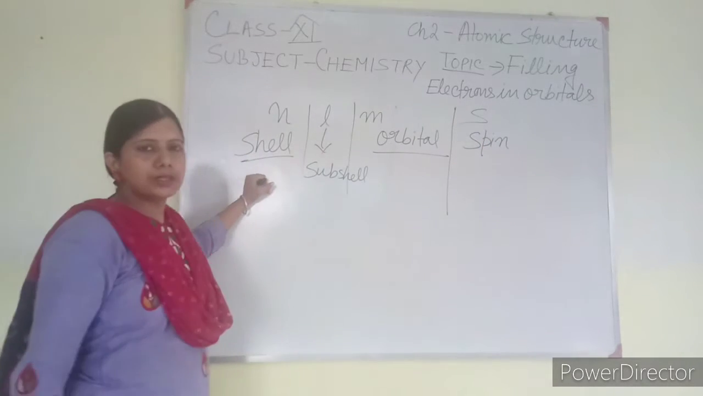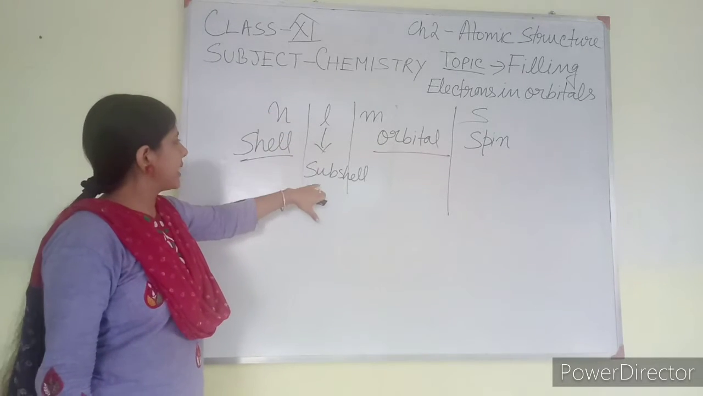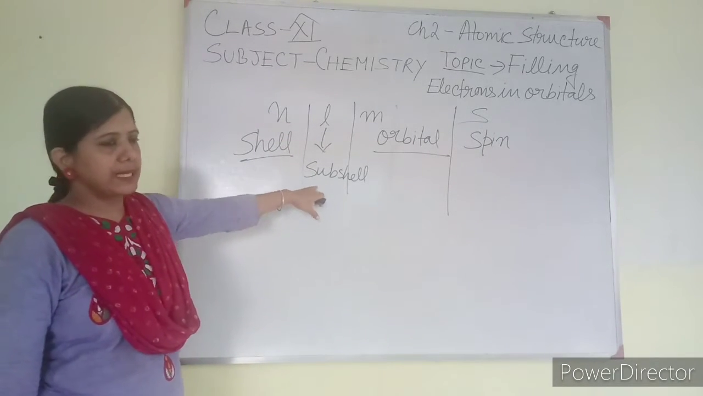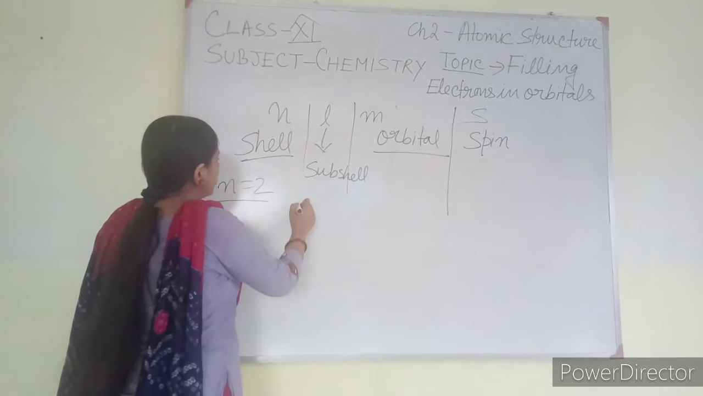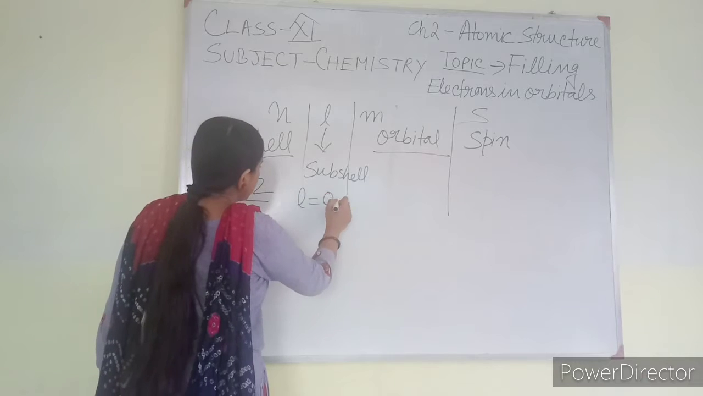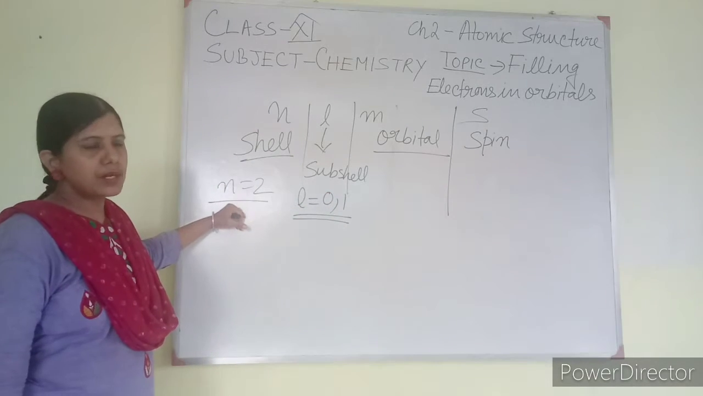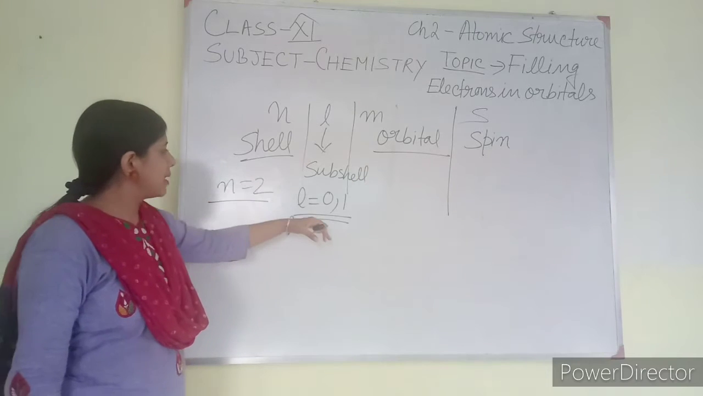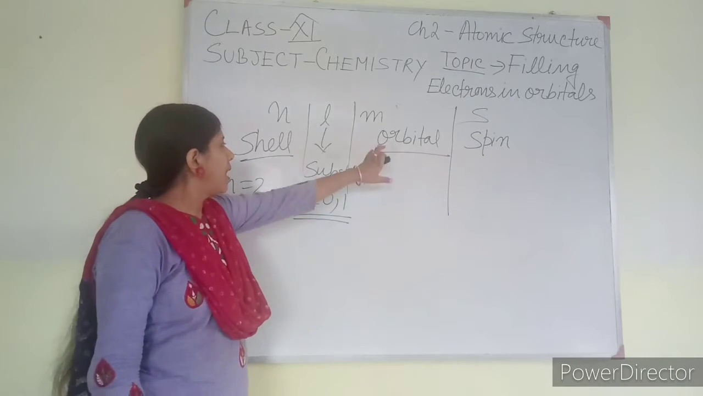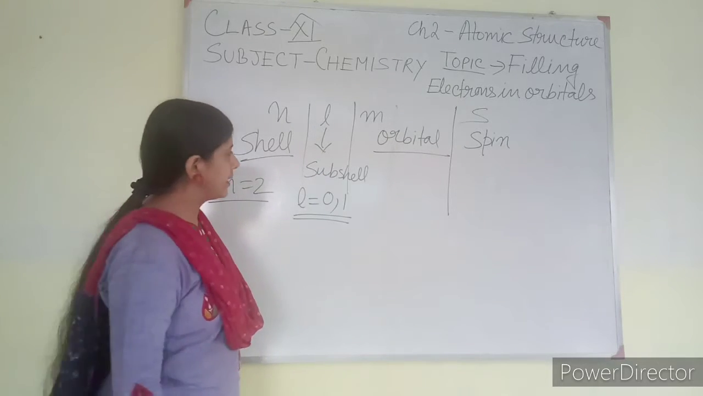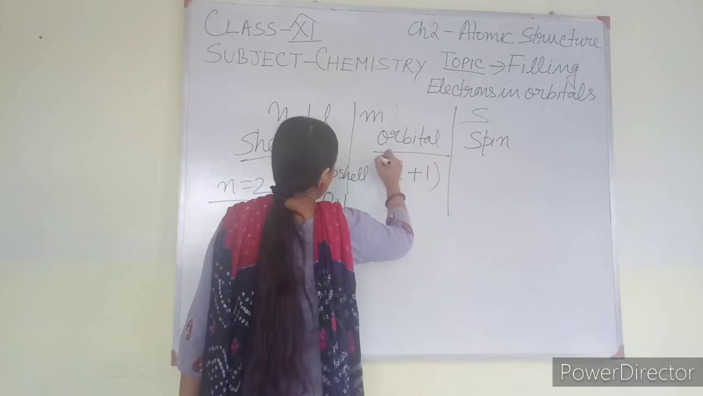Now, I told you that as many shells as there are, the same will be the number of subshells. That is, if n equals 2, L will be 2 in number, they are 0 and 1. Whatever the number of shells, the same number of subshells will be there. How many orbitals will be there? The number of orbitals is 2L plus 1.